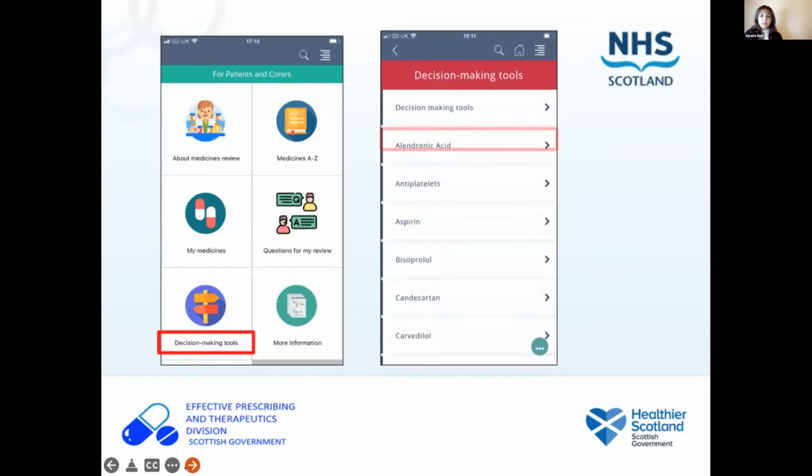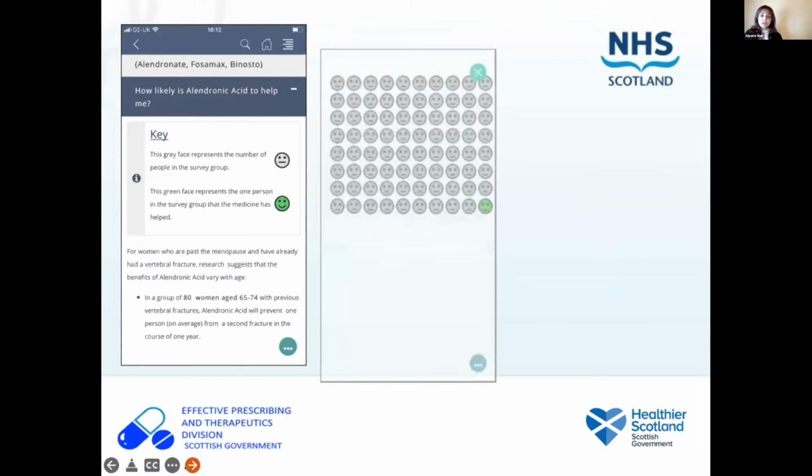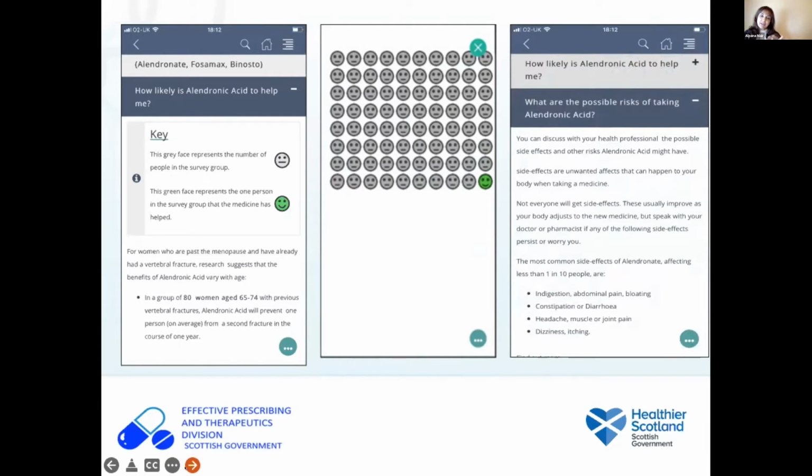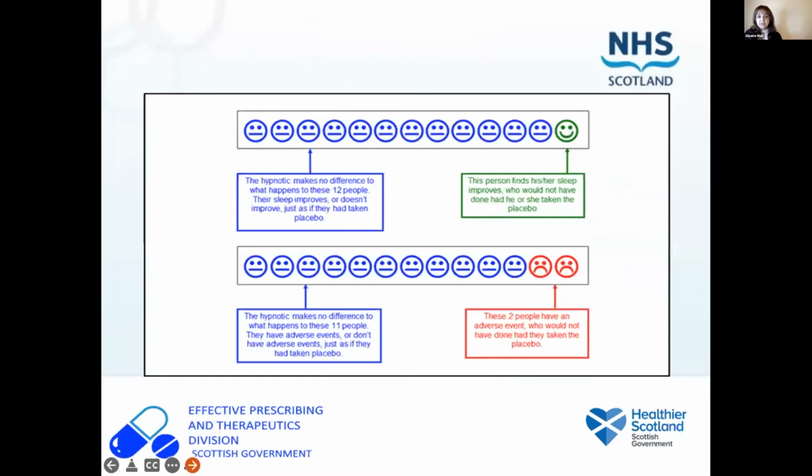So these decision-making tools, let me just quickly show you what they look like. So you can see here how easy it is then for a patient to see, actually, it's quite a lot of people that need to take it for one to gain benefit, and how does that relate to me? Am I going to be able to take it? Am I prepared to take it in order to get that benefit? And so it's important to have that conversation with the patient so that they can understand it. And this is another one here that's shown for benzodiazepines and hypnotics, which patients often become dependent on, but often do them a lot of harm, and just showing it pictorially really helps.